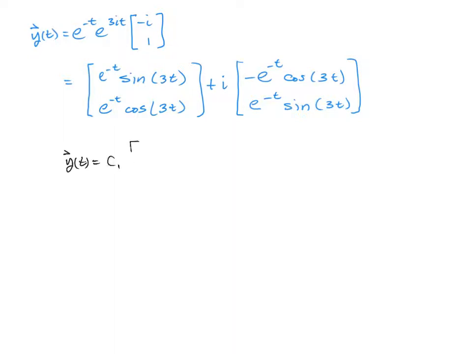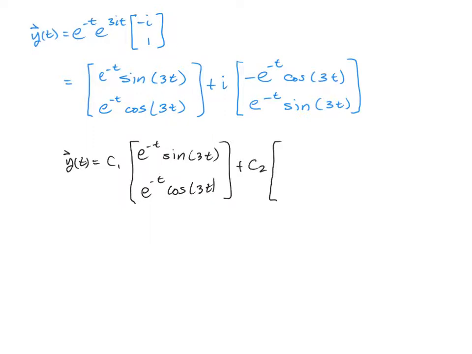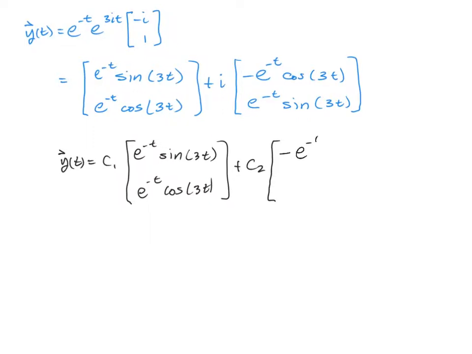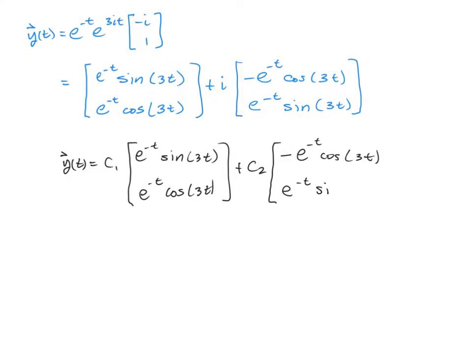So we're going to have a C1 times the e to the negative t sine of 3t, e to the negative t cosine of 3t, and then another arbitrary constant, C2, times the other solution vector, negative e to the negative t cosine of 3t, e to the negative t sine of 3t.